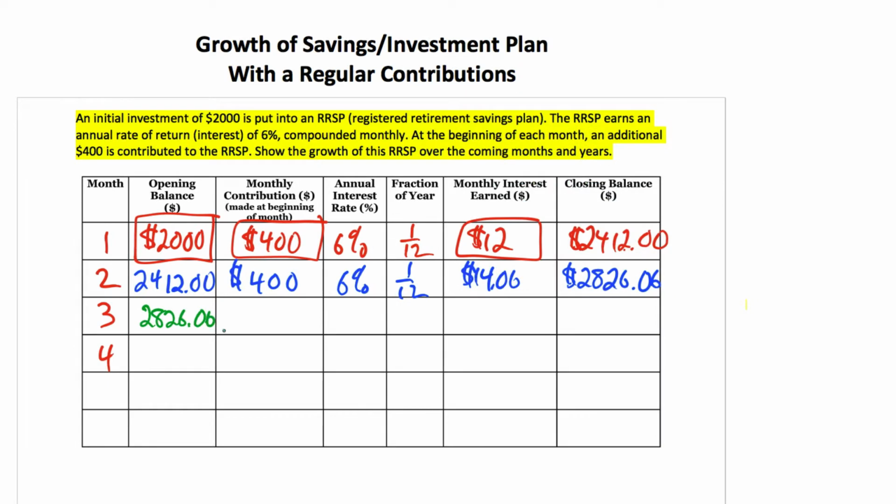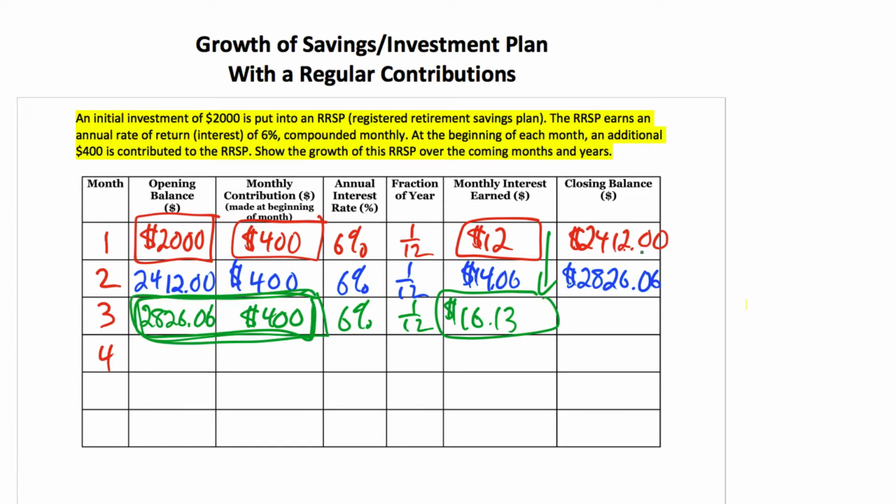And I'll just do one more line of this. I think you get the idea. Our opening balance, we're adding $400 to that. We're going to add these two amounts together and calculate 6% interest. So 0.06 times this amount added, divided by 12 to get my interest for the month, $16.13. Notice the interest is going up because the amount of money that we're making the interest on is going up. And then my interest added to my first two amounts gives me a closing balance for month 3 of $3,242.19. And on it goes.